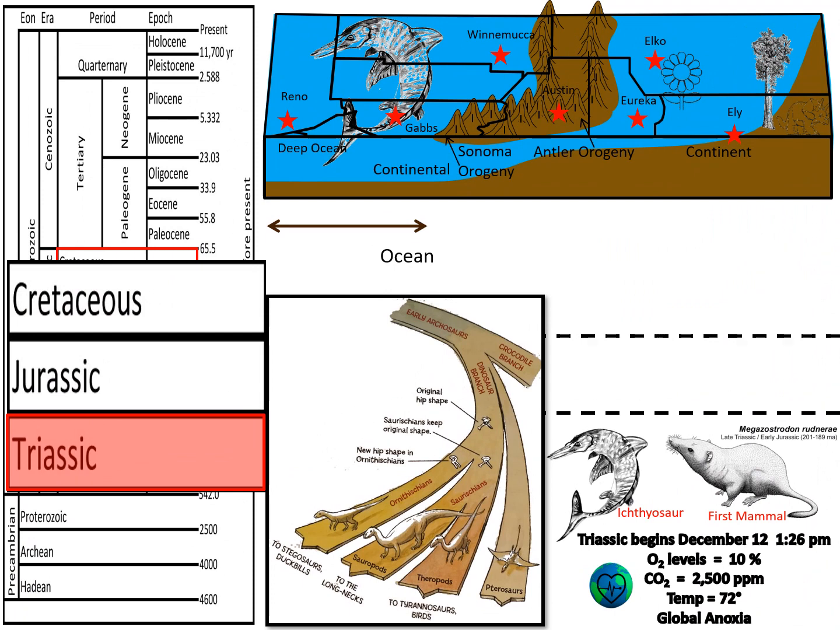It is now December 12th at 1:26 p.m. and we are here at the beginning of the Triassic. Due to recent evolutionary changes, one group of organisms would be able to take advantage of this hot, dry Triassic climate due to their ability to thrive in desert-like conditions. What group of organisms does this sound like?